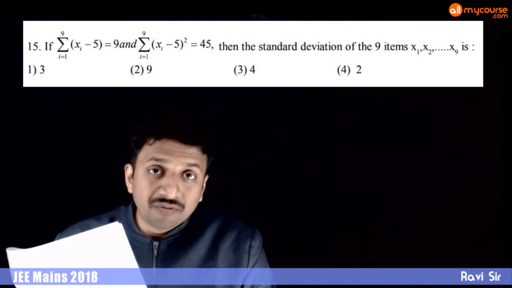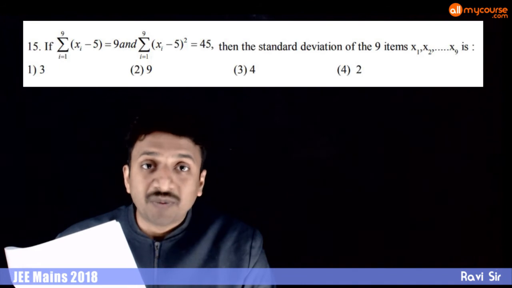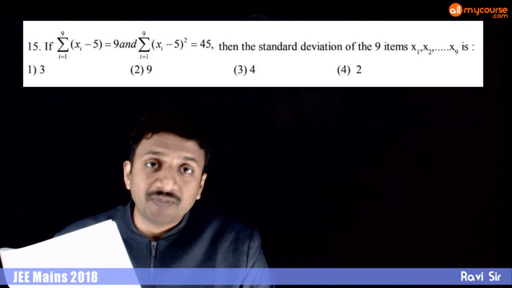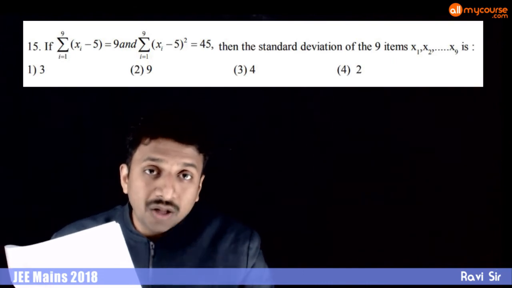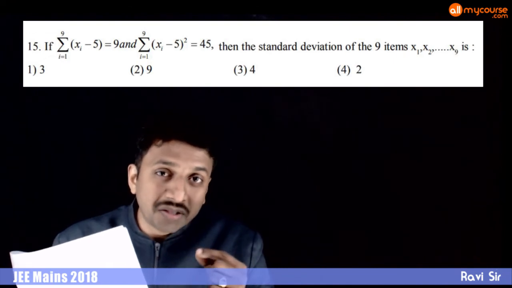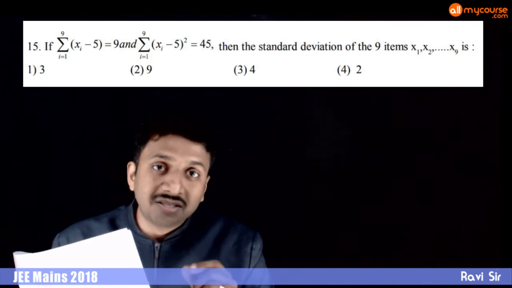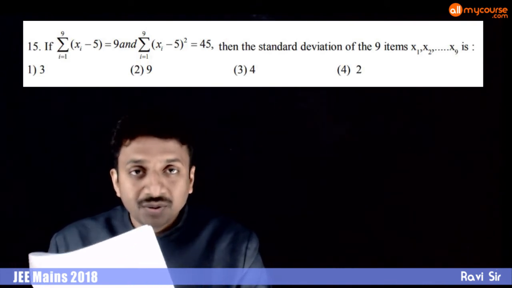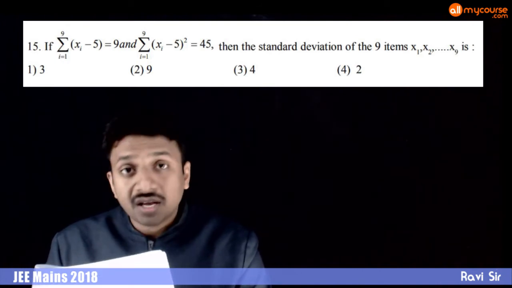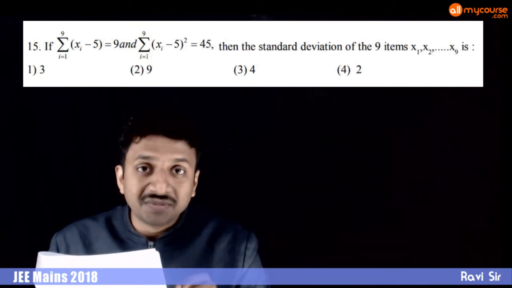This question is based on the formula variance is equal to sigma xi square by n minus x bar square. You also need to use the concept that if you add or subtract a constant number from all the readings, the standard deviation does not change. We'll look into it in detail in the detailed solutions. The answer is 2, that is, the standard deviation of these 9 items is 2.